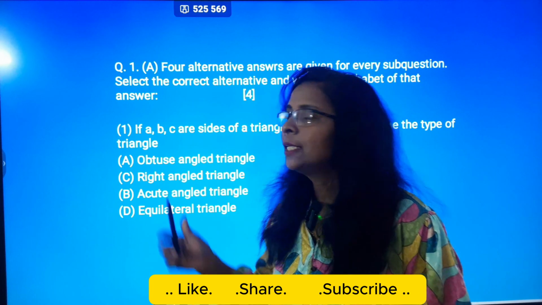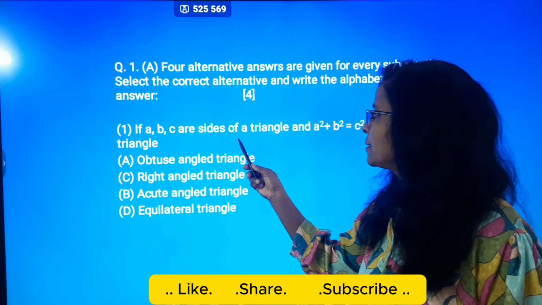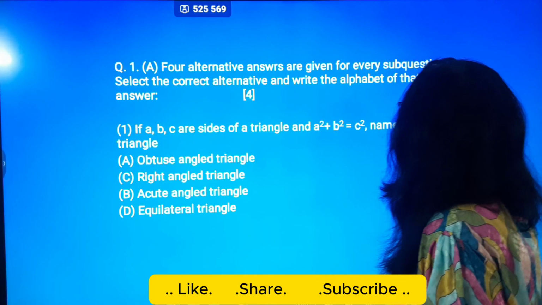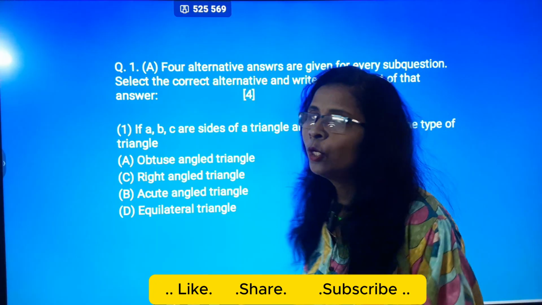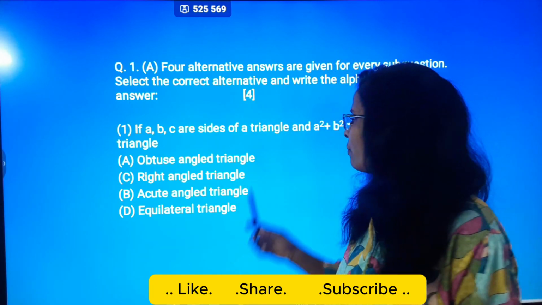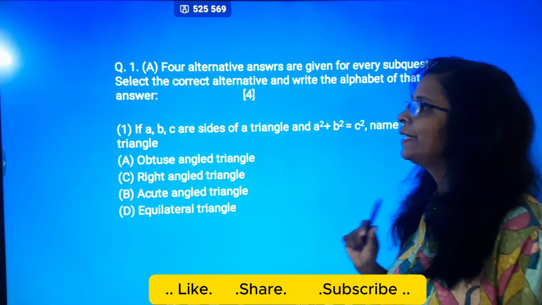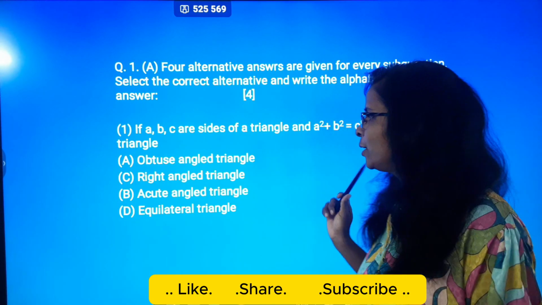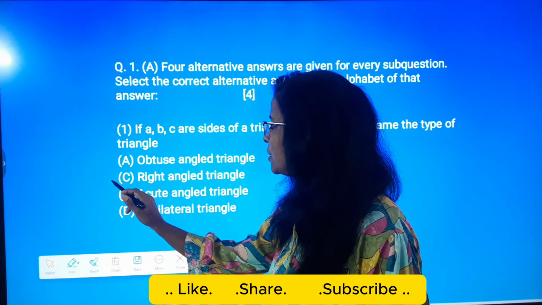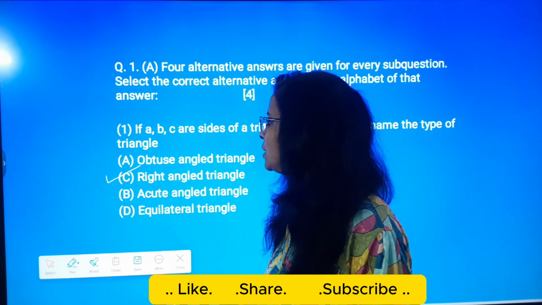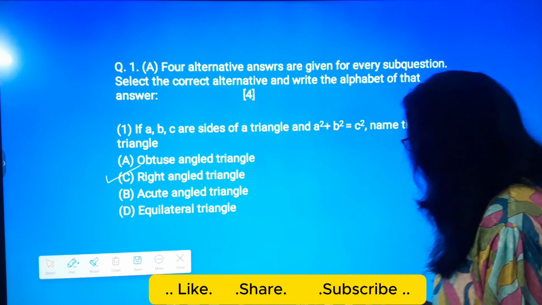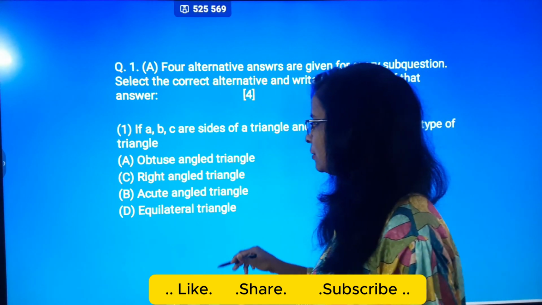First question: if A, B, C are sides of a triangle and A square plus B square is equal to C square, name the type of triangle. Here A square plus B square is equal to C square. That is a form of the right angle triangle, students. So our correct option is C, right angle triangle. Okay students, then see the next question.